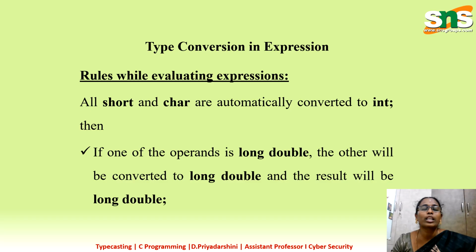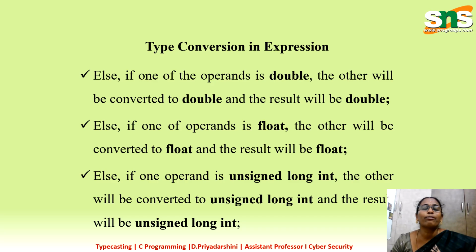The rules while evaluating the expression: all short and char are automatically converted to integer. Then if one of the operands is long double, the other will also be converted to long double, because the higher type can be converted without losing any of its significance. If one of the operands is double, every other operand, whatever its data type, will be converted to double and the result will be stored in a double data type. If one of the operands is float, the integer will automatically be converted to floating point. If one of the operands is unsigned long integer, all the signed long integers or integers will be converted to unsigned long integer.